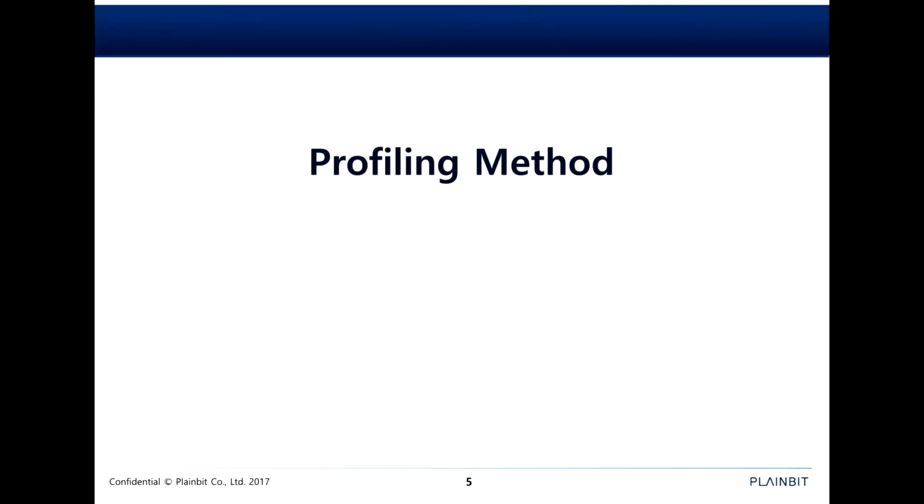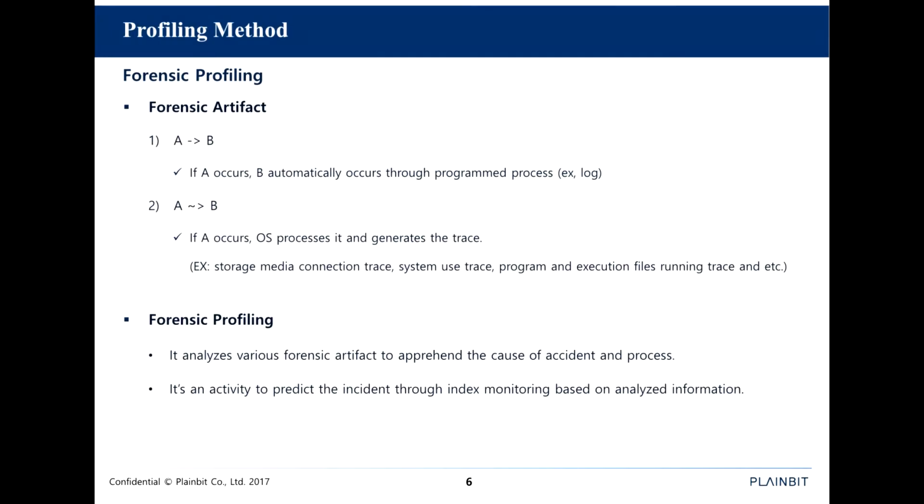Let's look at the profiling techniques needed in the incident response field. The traces of the system left behind by the user's actions are called forensic artifacts. Forensic analysis is the reconstruction of user behavior through these forensic artifacts. Forensic artifacts can be roughly classified into two types. The first is data that is programmed to generate B when A occurs, such as a log. In this case, A can be deduced through B.